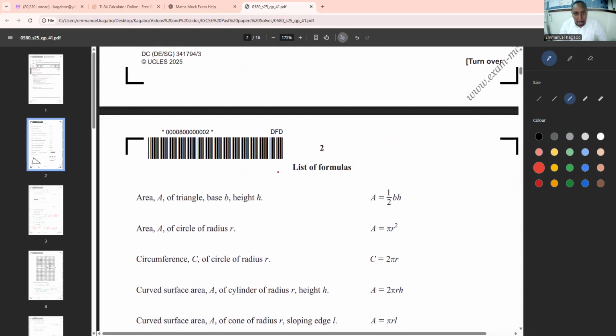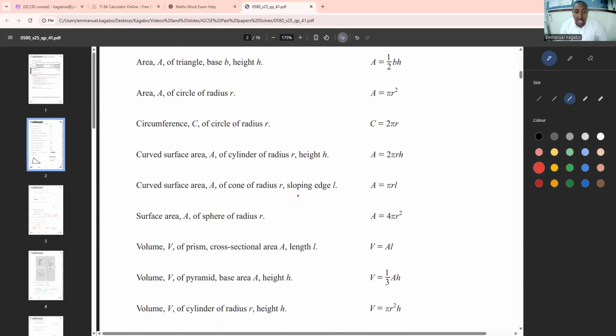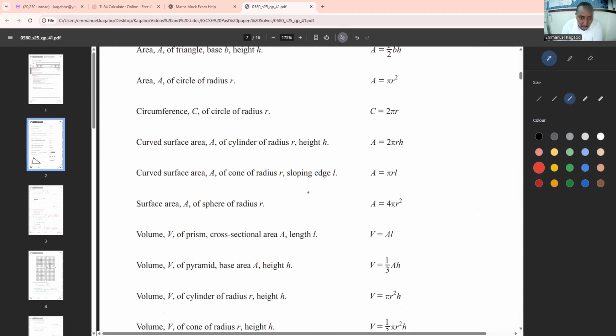Normally, they give you the formulas, but I always advise students it's better to have these formulas in your head. This page is there just for reference. Double check your work to be 100% sure. But it's better if you know the formulas in your head. It helps you to interpret your questions very well.